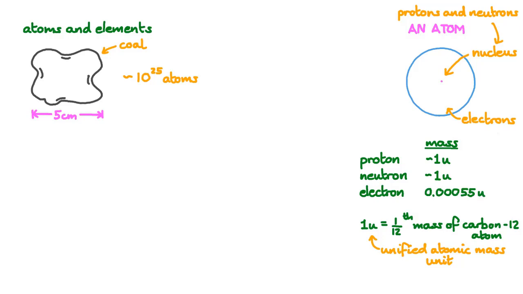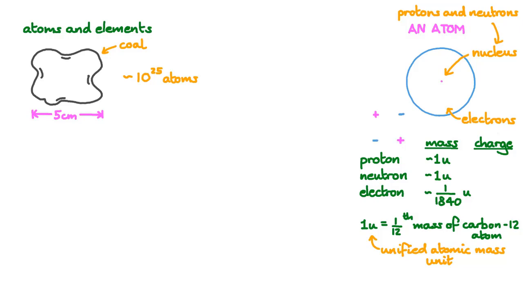Electrons are much lighter, with a mass of 0.00055 unified atomic mass units. You'll sometimes see this expressed as a fraction, 1 divided by about 1,840. This presentation tells us that it takes about 1,840 electrons to have the same mass as a single proton or neutron. The other key property of these particles is their charge.